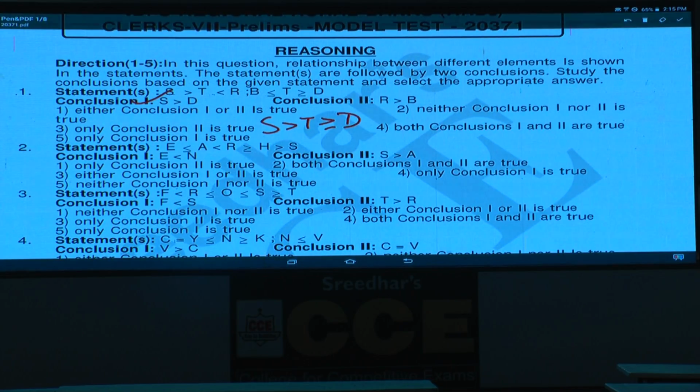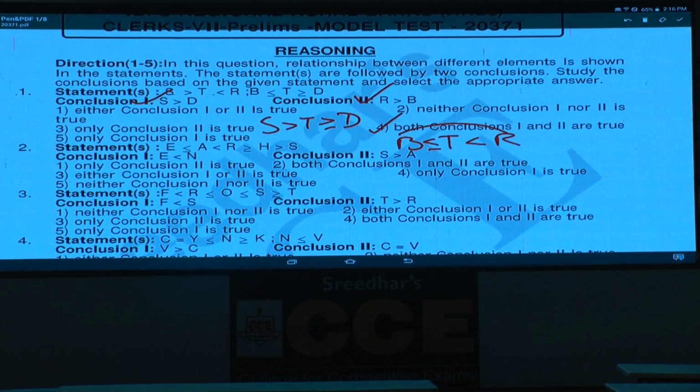R and B. Now the relation between R and B: T lesser than R, isn't it? And B lesser than or equals to T. B lesser than or equals to T, T lesser than R. Now between B and R, which element is common here? What is the symbol which is common? Lesser than. B lesser than R is true. R greater than B is also true. Then what is your answer here? Both the conclusions follow, it is choice 4. Question number 1, it is choice 4, isn't it?